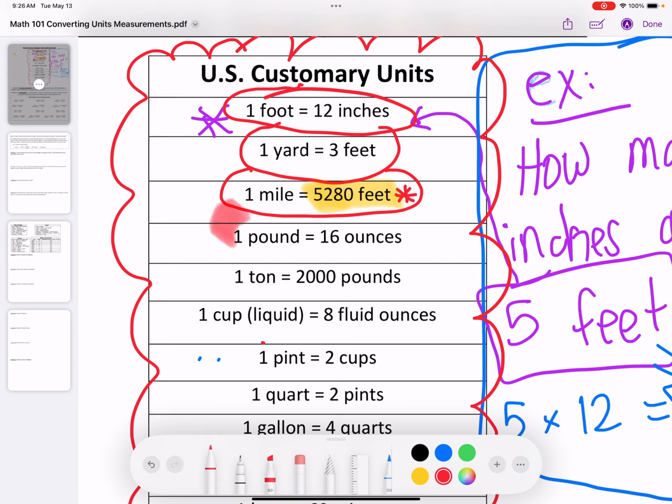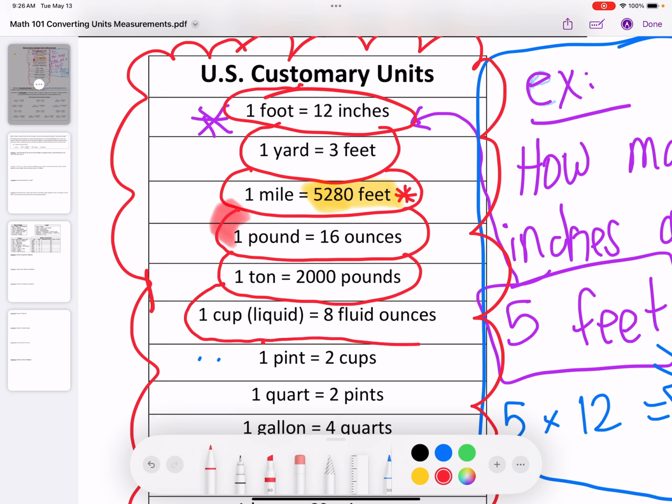I don't know. Anyway, you're probably familiar with this, that there are 16 ounces in a pound. There are 2,000 pounds in a ton. I only know that from when I was a kid and I'd read books about animals and they said, oh, an elephant weighs 2 tons. And by the way, 1 ton is 2,000 pounds. Other than that, I would never be familiar with a ton.